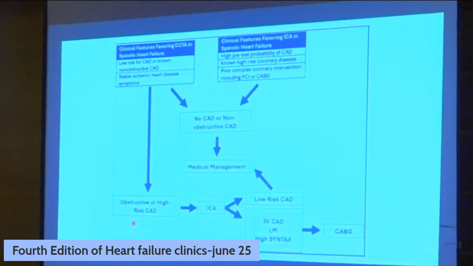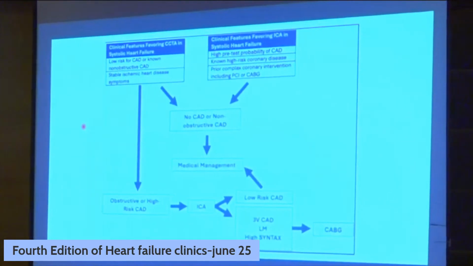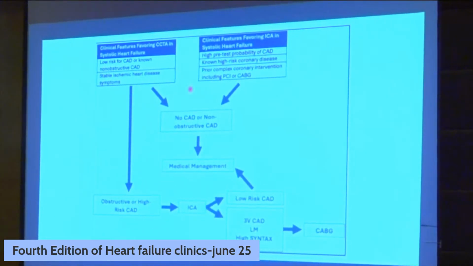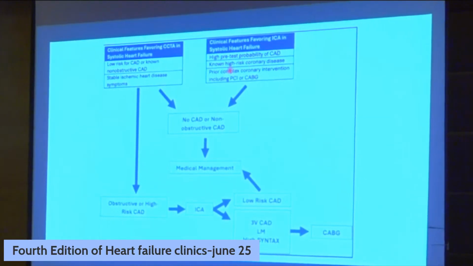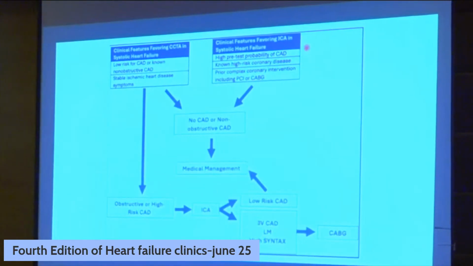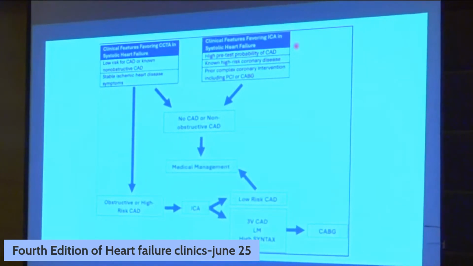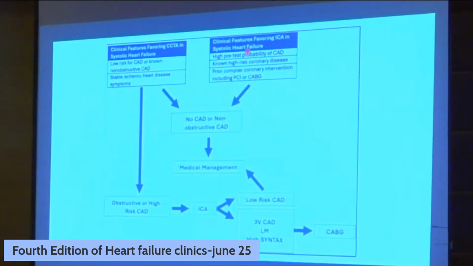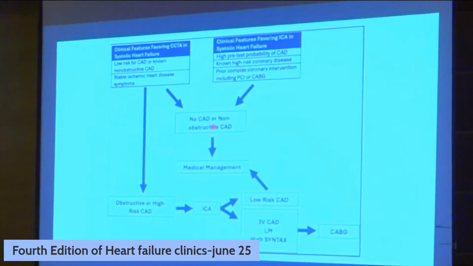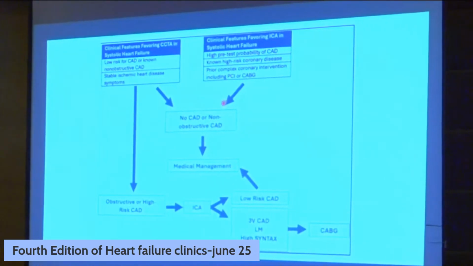So what is the algorithm? Patient comes to us with heart failure. You consider that this patient might have heart failure with low ejection fraction, and that there is a high pretest probability of CAD. That means the patient has diabetes, hypertension, previous myocardial infarction, regional wall motion abnormality. If they are there, then there is a high pretest probability of CAD. In those cases, you can go for a conventional angiography. You can say whether there is CAD or no CAD.